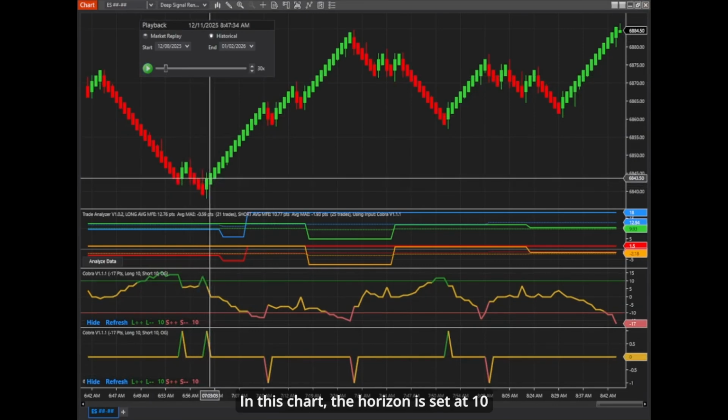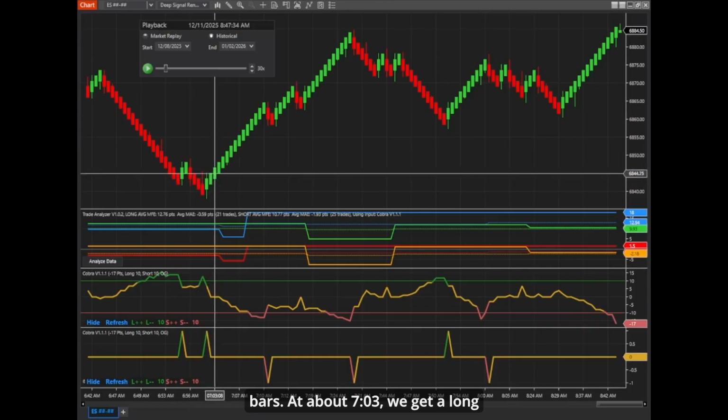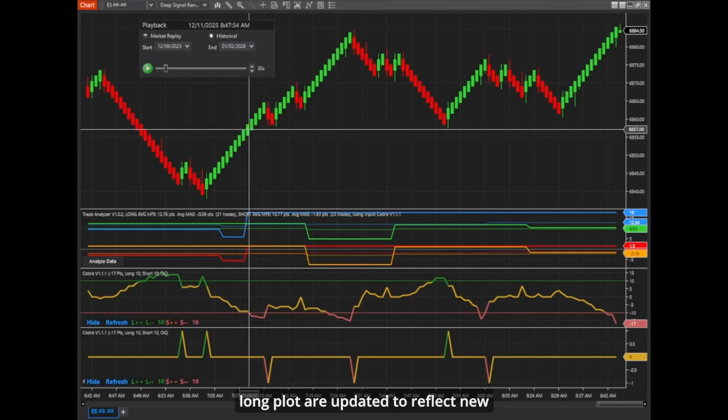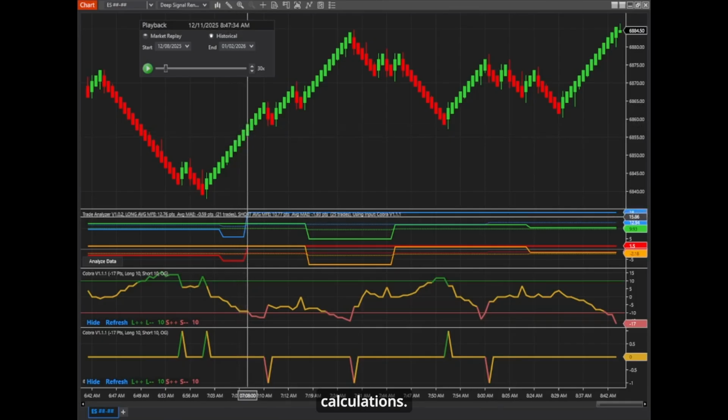In this chart, the horizon is set at 10 bars. At about 7:03, we get a long signal, and at the end of the horizon, 10 bars later, the MFE and MAE for the long plot are updated to reflect new calculations.